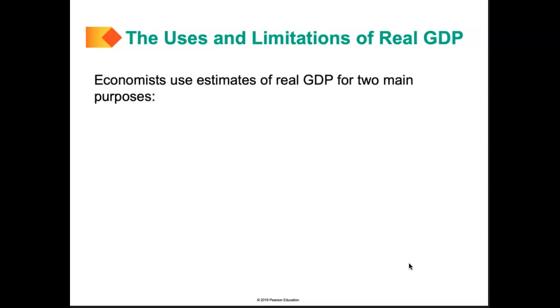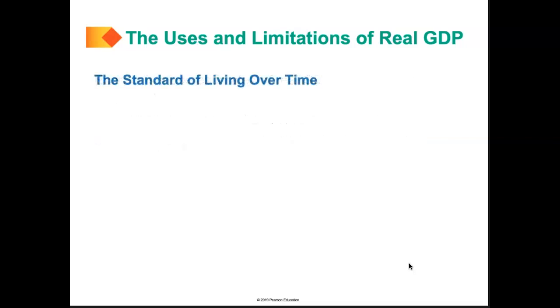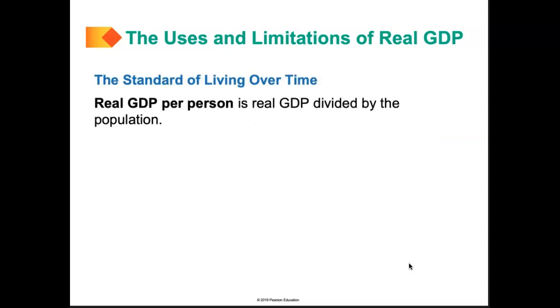The reason we want to calculate real GDP is that it's useful for a couple of things. It's not necessarily just useful for measuring productivity, but we can also measure the standard of living over time, and we can compare the standard of living across countries. To measure how well people are doing in terms of income over time, we use what we call the real GDP per capita. The real GDP per capita, or per person, is basically the real GDP divided by the population of a country.